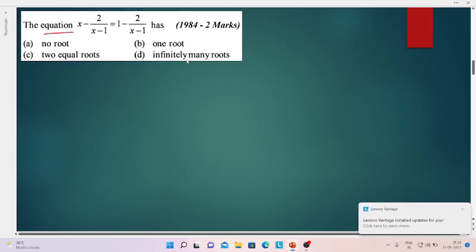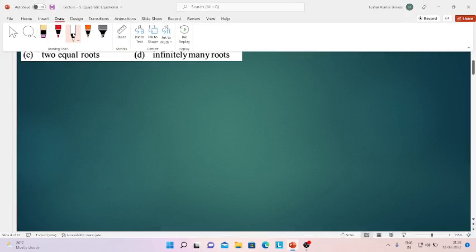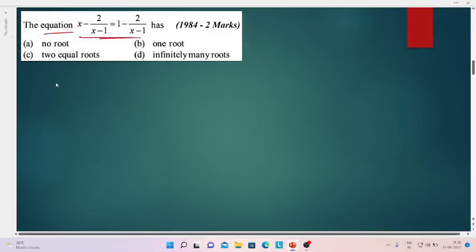Okay, let's start the solution. I think you may have thought about it. So let's start the solution. Here the given equation is (x minus 2) upon (x minus 1) equals 1 minus 2 upon (x minus 1).